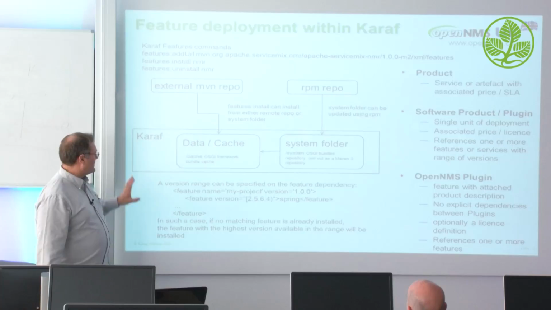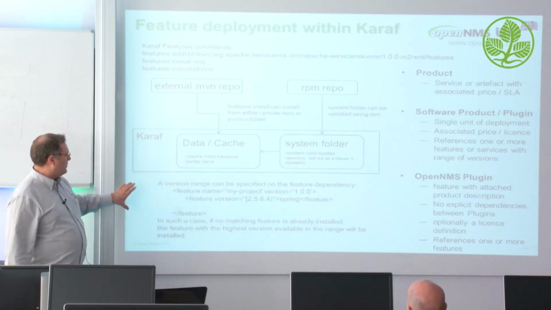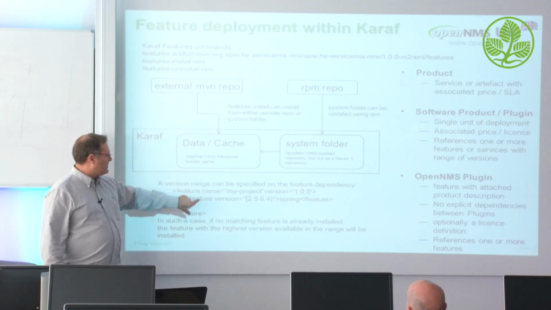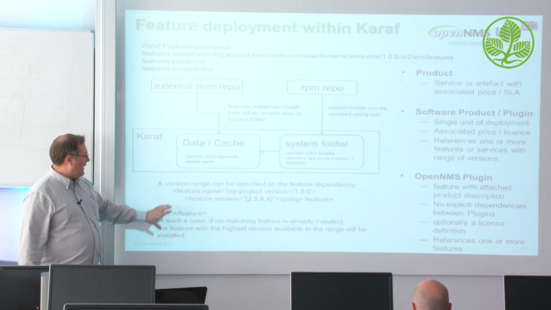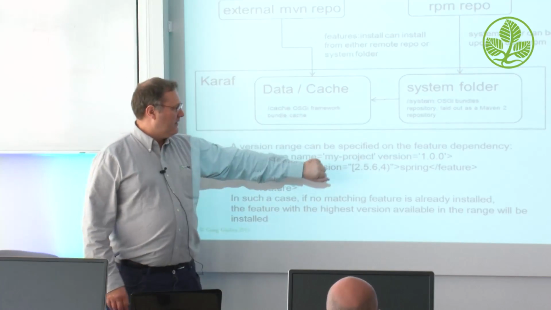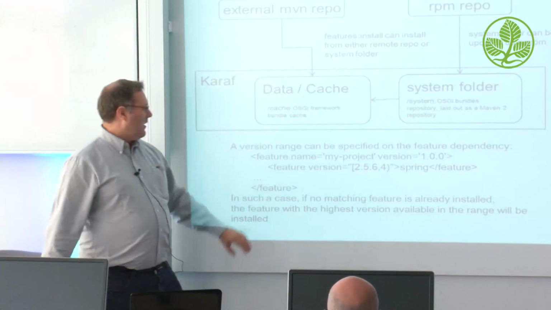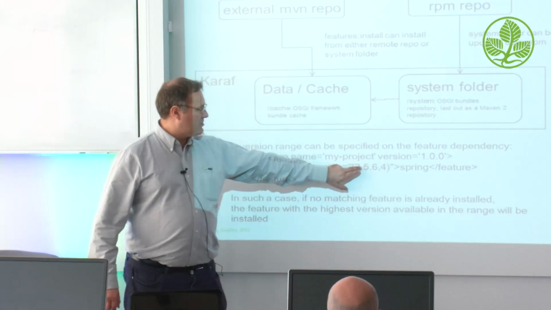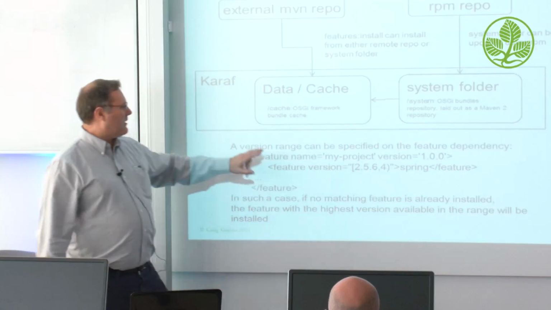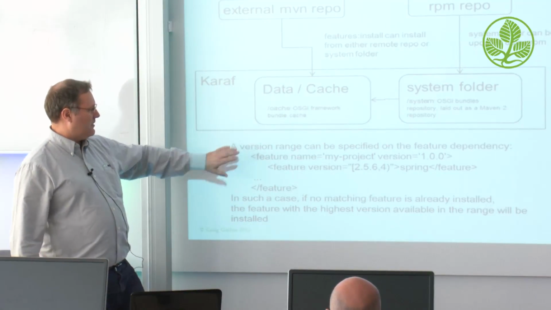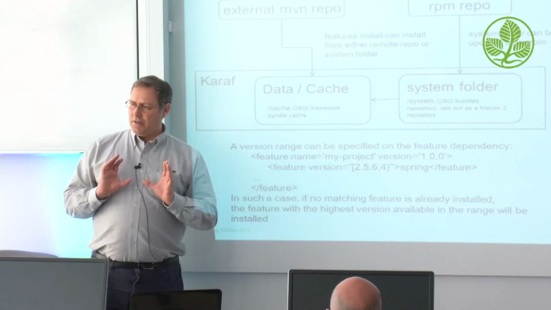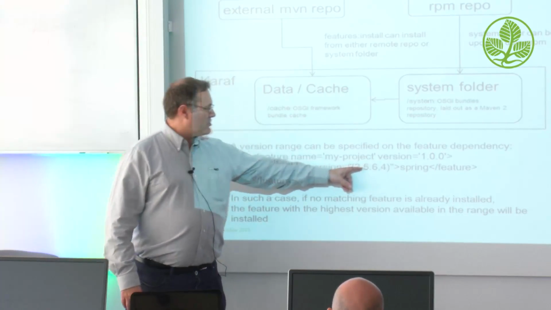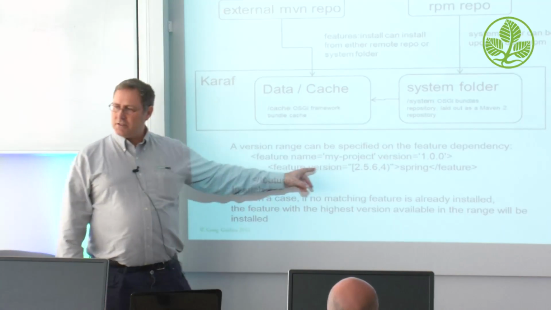And the other thing to say is that when you define a feature, you can see a little feature definition down here, you can reference other features. So if I have a feature called My Project, version 1.0.0, whatever, that can reference other features below that, which can have a range of values. So that means that I can create a single product, for instance, that has a version number associated with it. But over time, I can increase the versions of the underlying features that that product is drawing in.